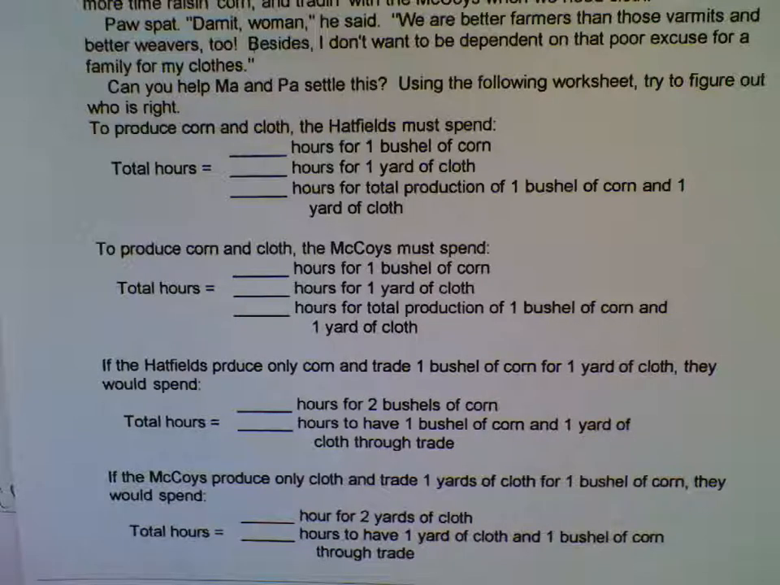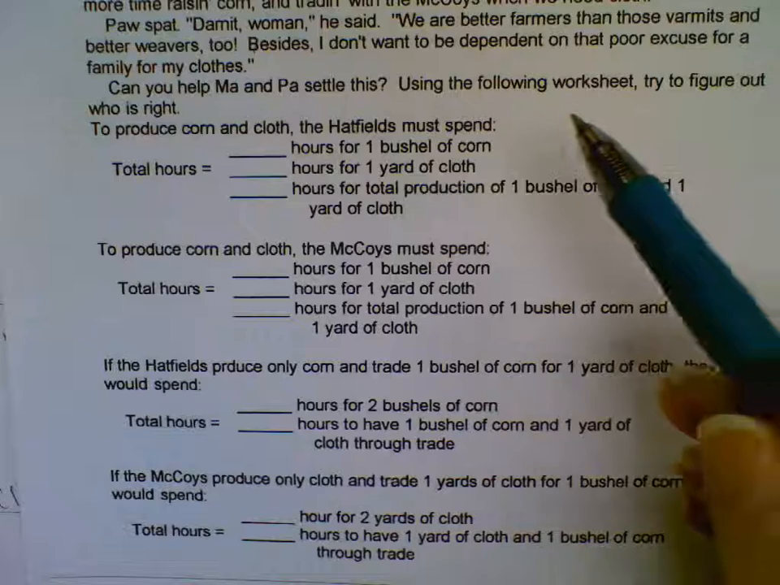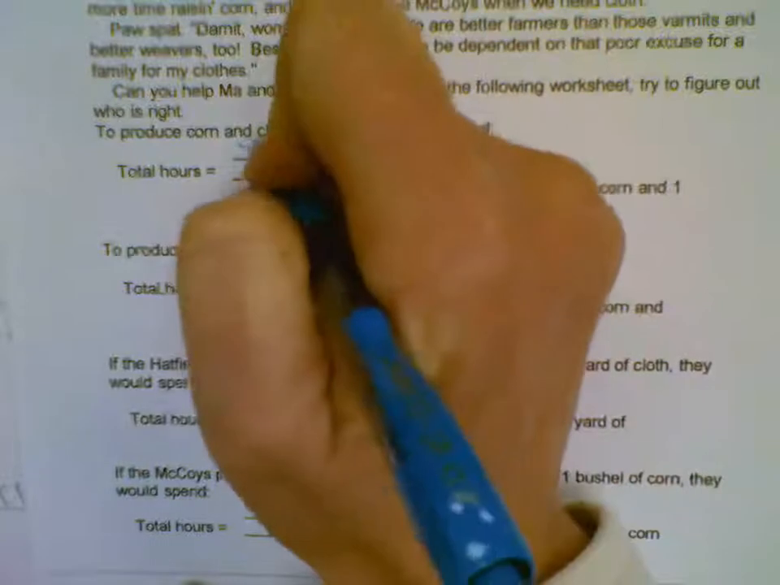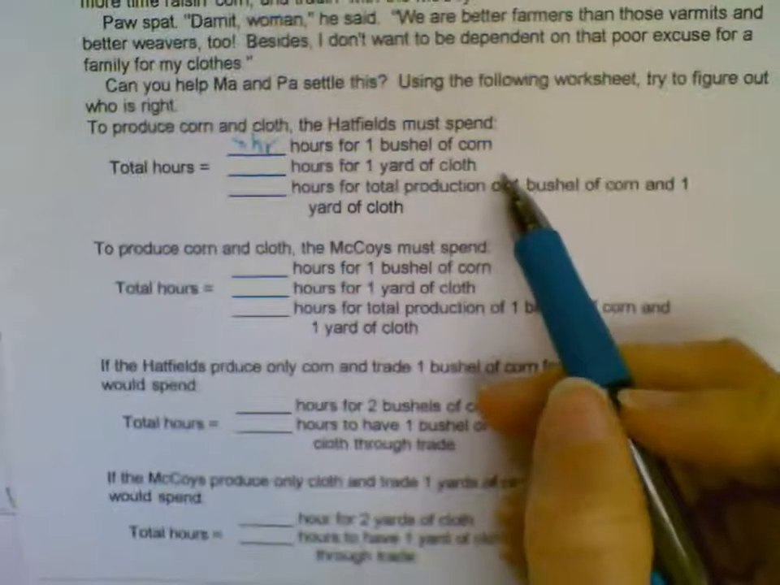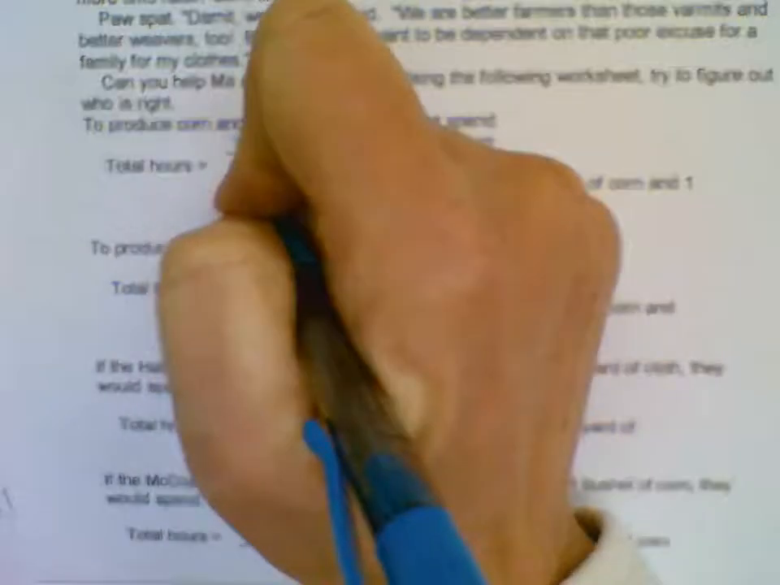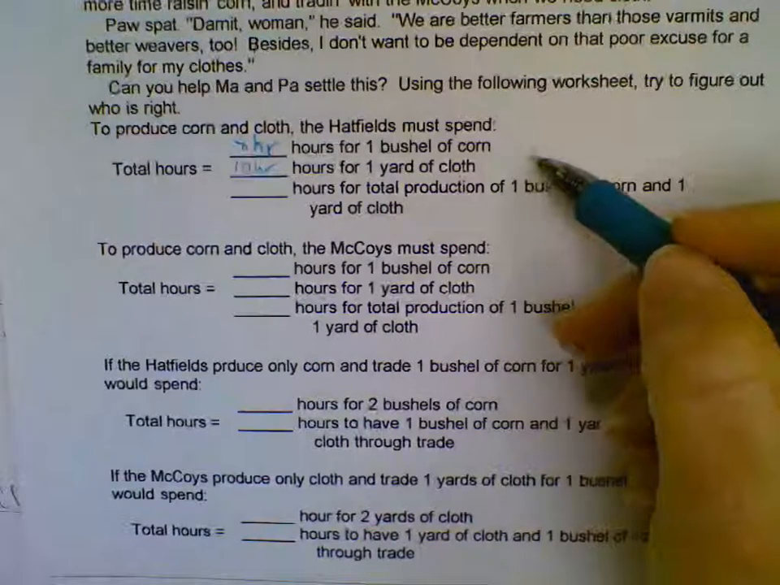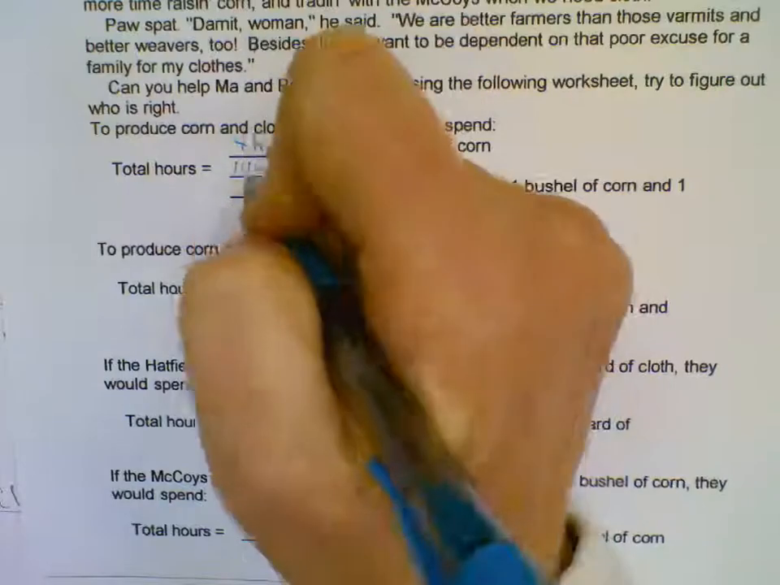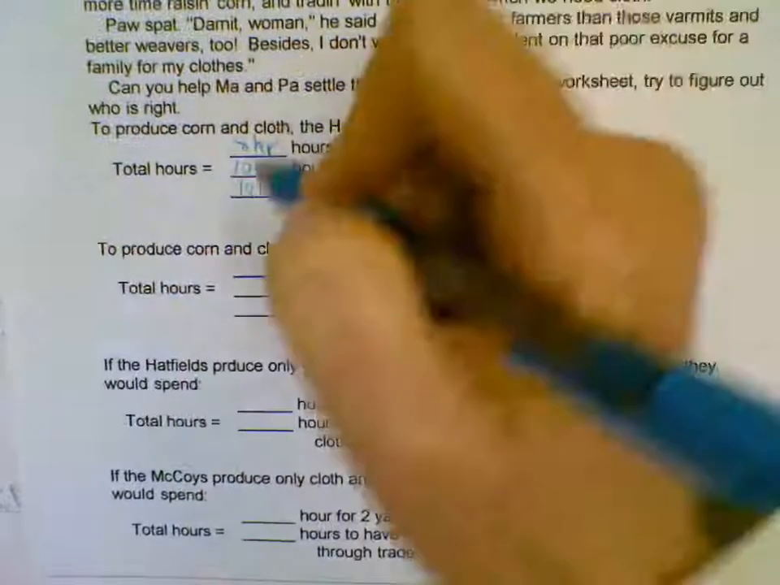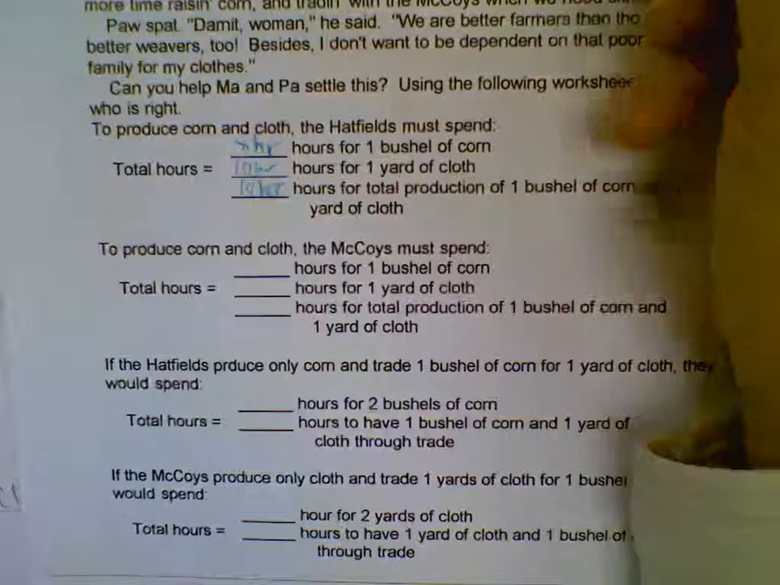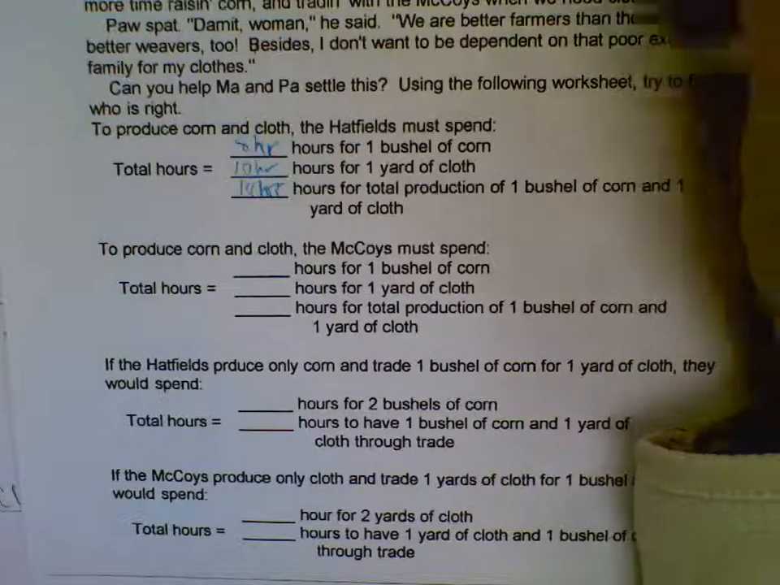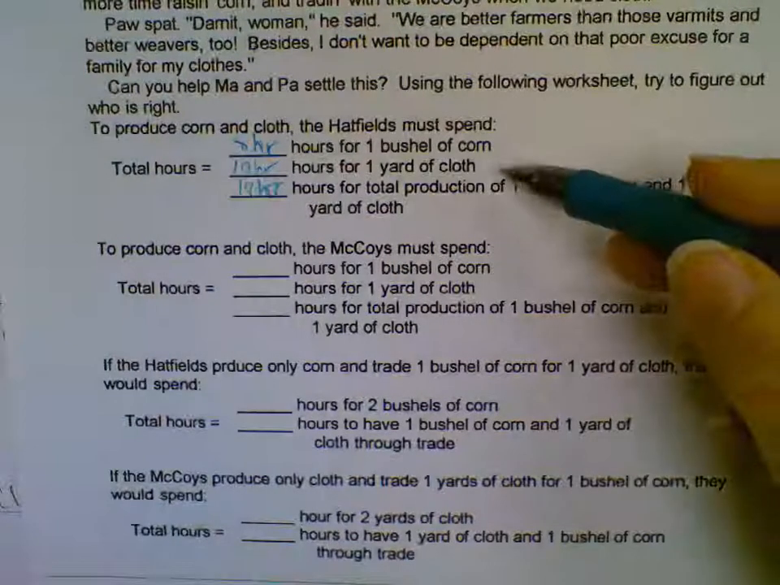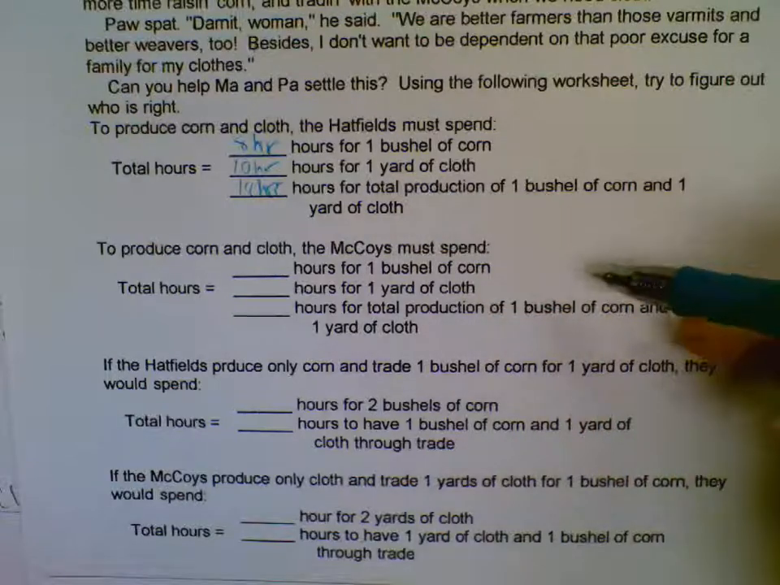To produce corn and cloth, the Hatfields must spend, and if you go back up there, it says 8 hours for 1 bushel of corn, and it takes them 10 hours for 1 yard of cloth. So how many hours total would it take them to do 1 bushel of corn and 1 yard of cloth? We're just going to add those two. That's just information you're going to get up there, no math required. So to get 1 bushel of corn and 1 yard of cloth, it's going to take the Hatfields 18 hours.